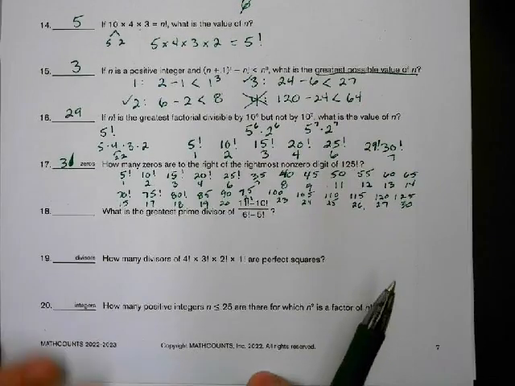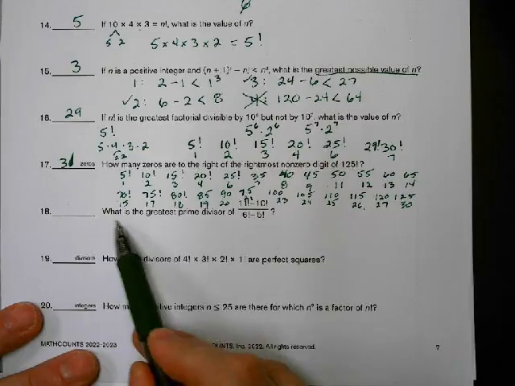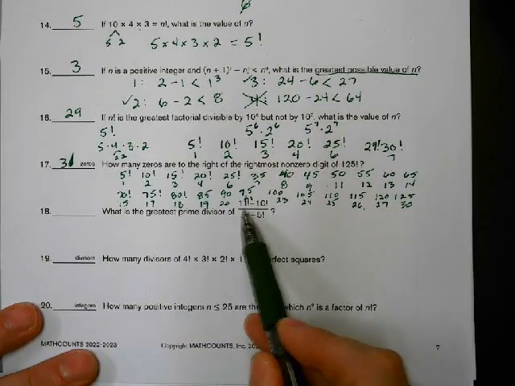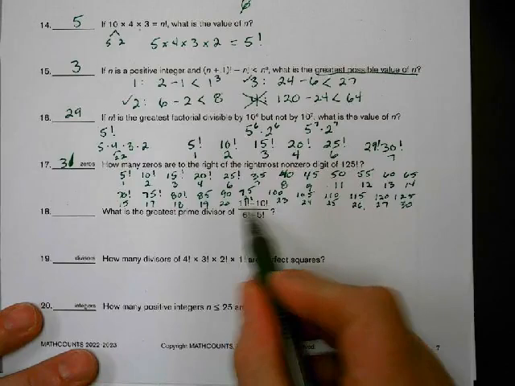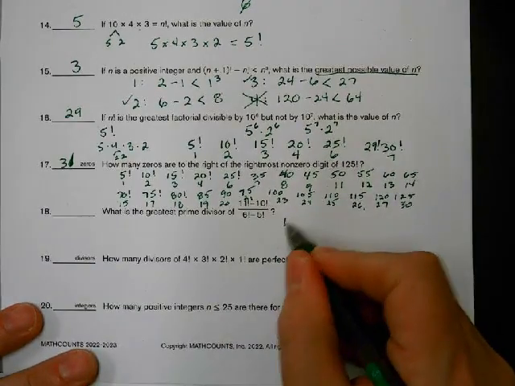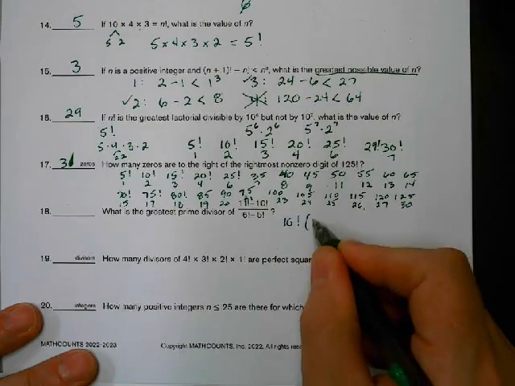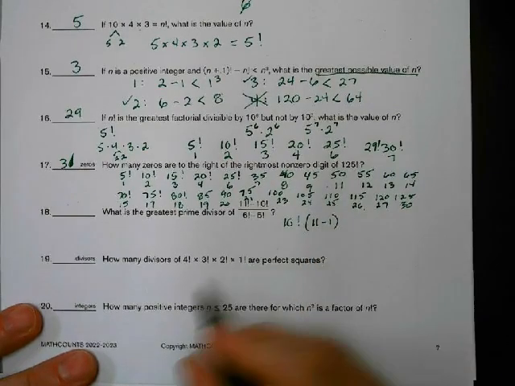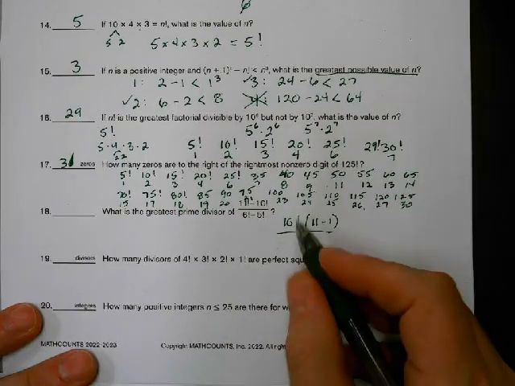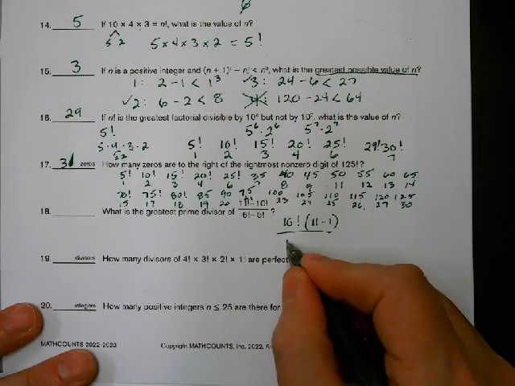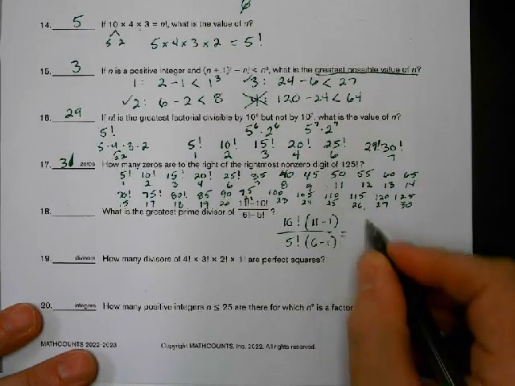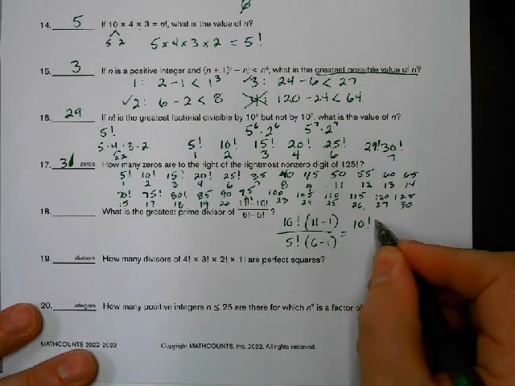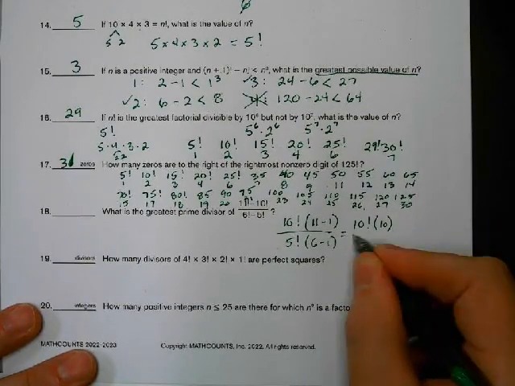What is the greatest prime divisor of 11 factorial minus 10 factorial over 6 factorial minus 5 factorial? I don't know. Let's find out. So for this one, I'm going to factor out the top. So I'm going to factor that into 10 factorial times 11 minus 1. And then in the denominator, I've got 5 factorial times 6 minus 1. So the numerator, I have 10 factorial times 10 over 5 factorial, and then 5.